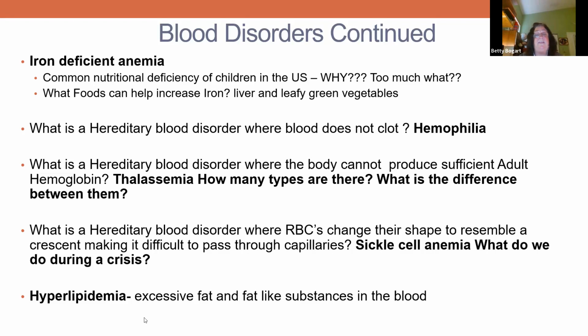Hyperlipidemia is just excessive fat and fat-like substances in the body. And yes, children can have it.